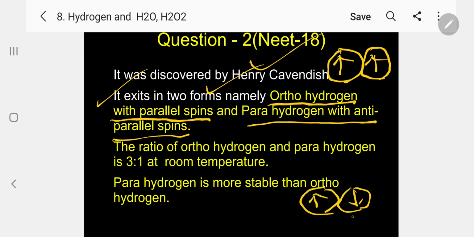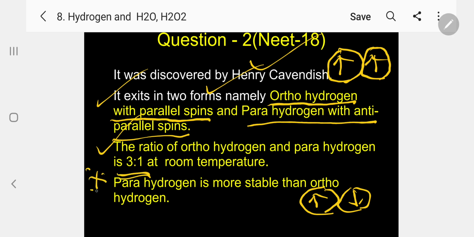Anti-parallel spins. This is the difference between these two. Kindly follow. It was discovered by Henry Cavendish actually. Orthohydrogen means the two spins are parallel. In parahydrogen they are anti-parallel. Another important piece of information: the ratio of orthohydrogen and parahydrogen at room temperature is 3:1.